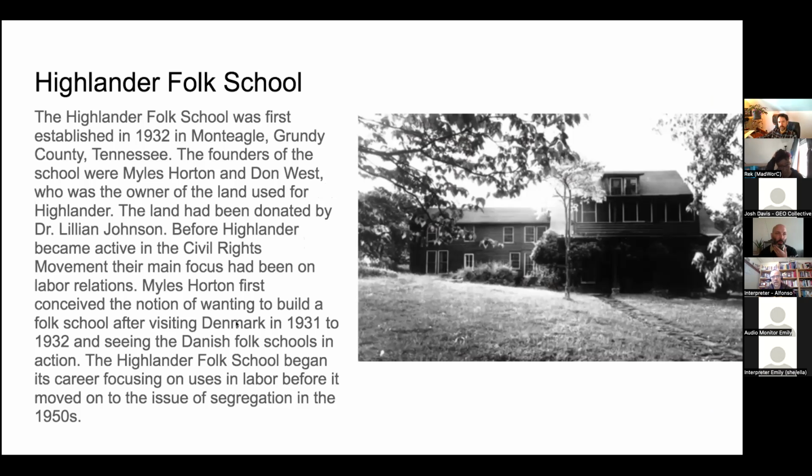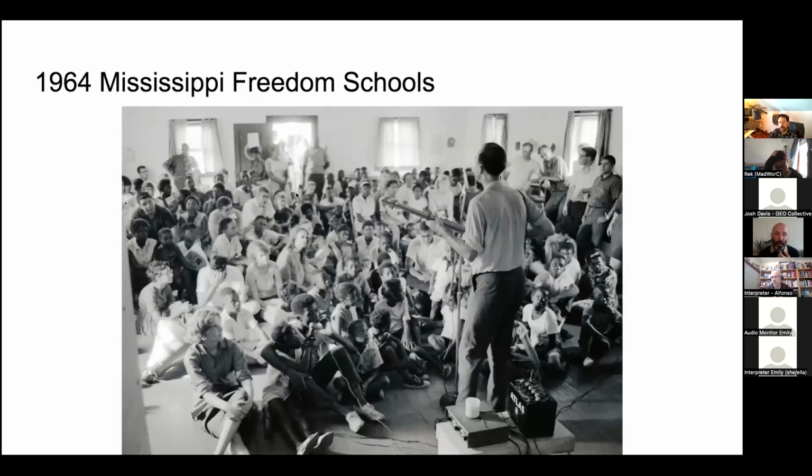The Highlander Folk School comes from this tradition and was started by Miles Horton and Don West, and carried on that tradition of political education. And same trajectory, the freedom schools came out of that tradition of folk schools, and were heavily focused on the movement organizing and political education.